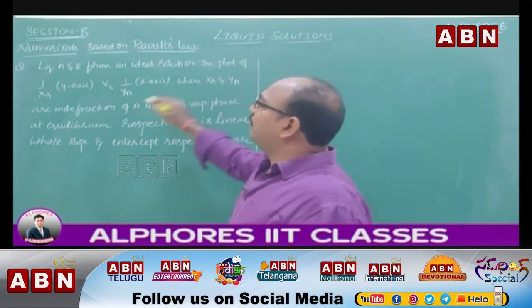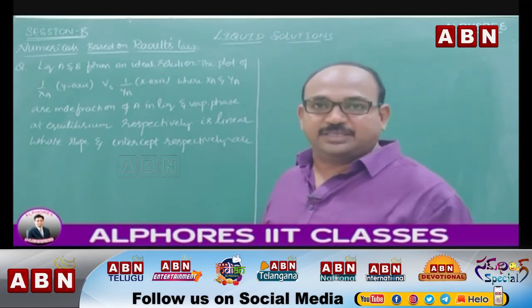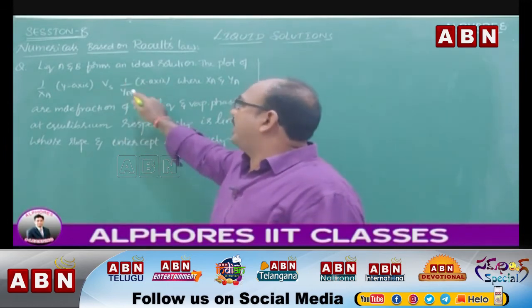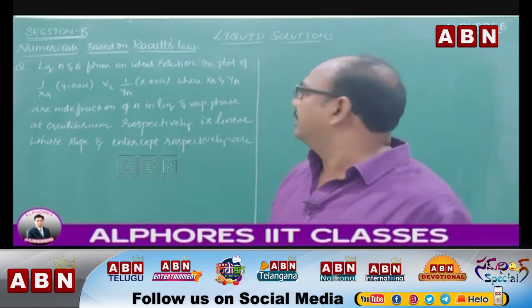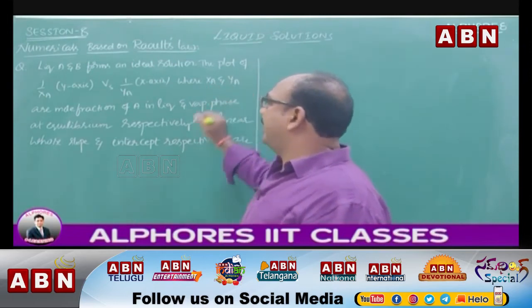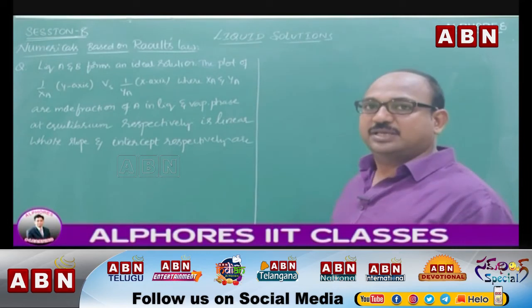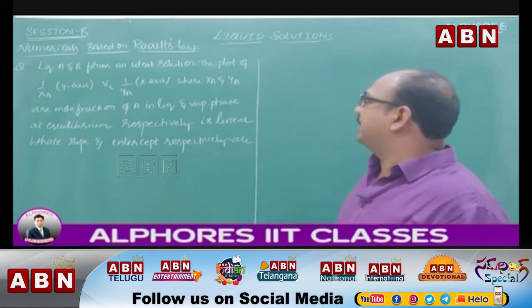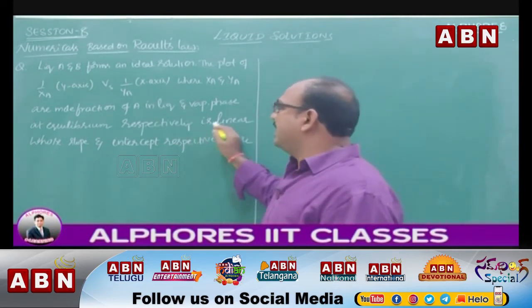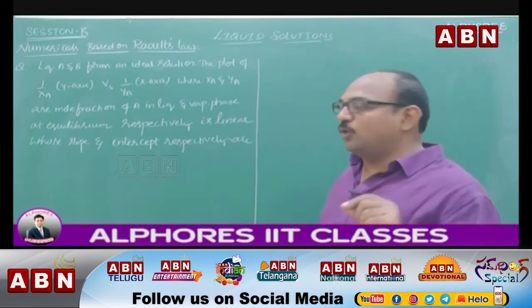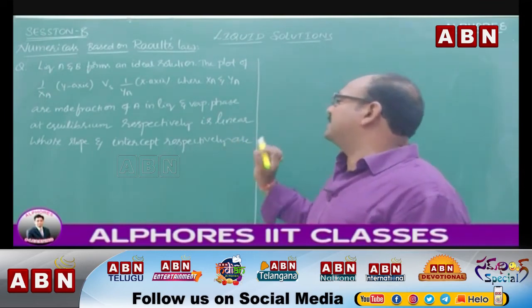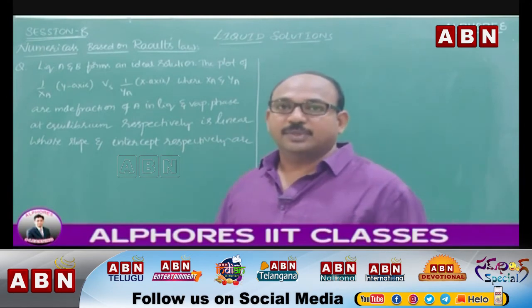So the plot of 1 by XA on the y-axis and 1 by YA on the x-axis, where XA and YA are the mole fraction of A in liquid and vapor phase at equilibrium respectively. That plot is linear, whose slope and intercept respectively are?